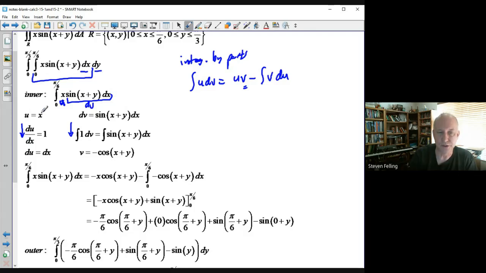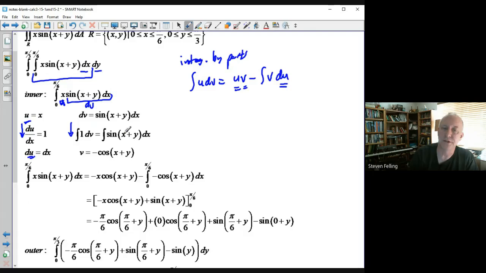So if we have u as x, then du dx is 1, so du is dx. That gives me the u and the du to substitute here and here. And then if dv is sine x plus y dx, then you just take the antiderivative of both sides of that structure. The antiderivative of 1 is the variable v, and the antiderivative of sine is the negative cosine.